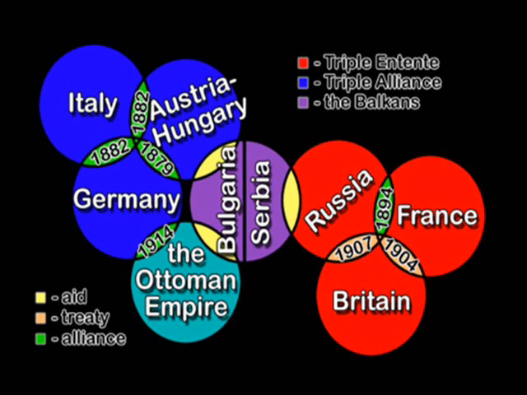Correct. And there are all sorts of different types of alliances, and the type we're talking about is a defense alliance, where you make an alliance to say, "Hey, if someone hurts you, we're going to come to your aid." And that's what we'll see happen at the start of World War I.